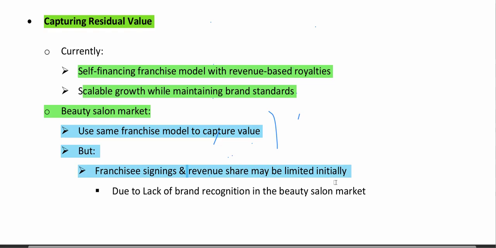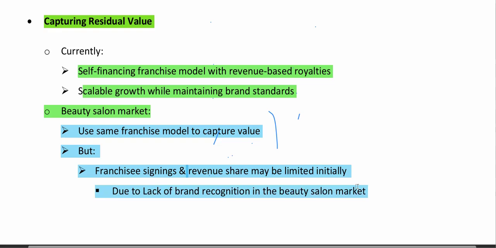So we may not have the same level of interest coming from franchisees to sign up with us for this new line of services. And we would need to encourage them to do so by providing additional support, and most importantly, by being flexible with the revenue share. And why do we need to do that? It's because of the lack of brand recognition for Trimayr in the beauty salon market.